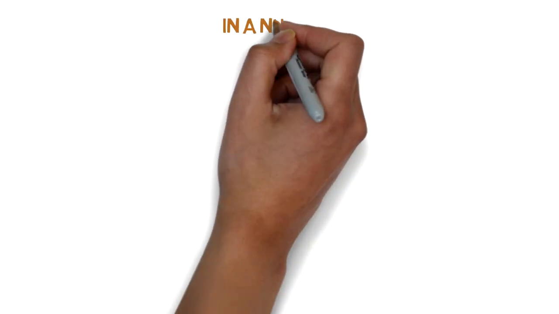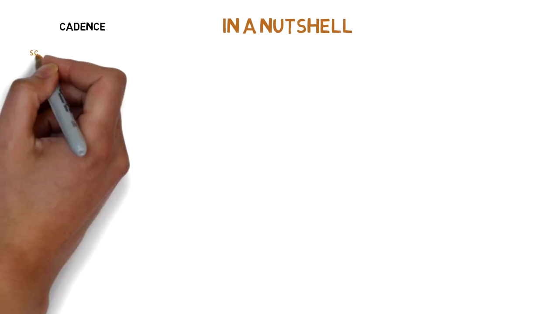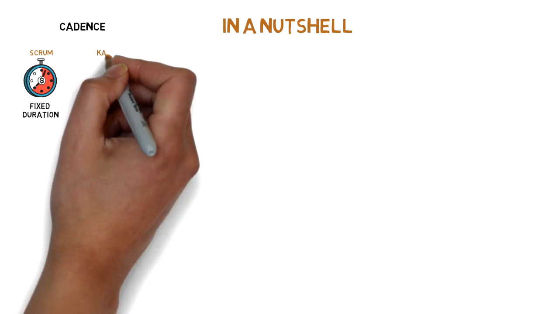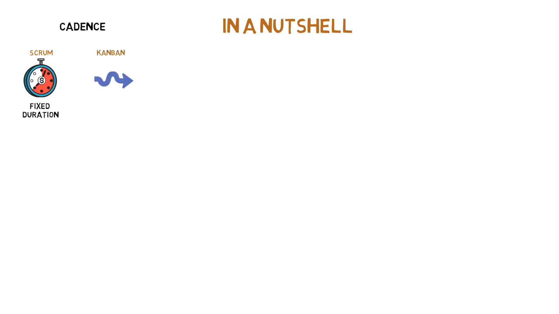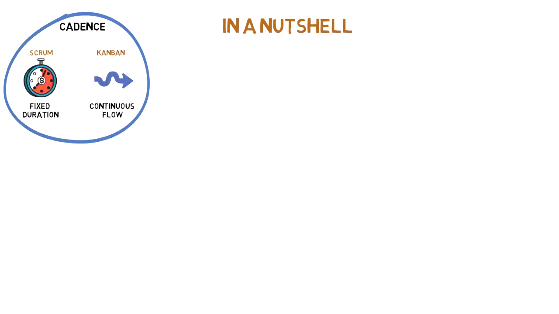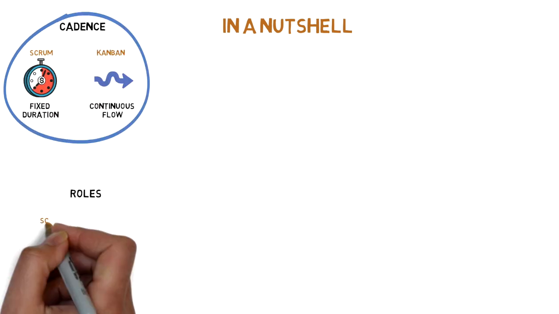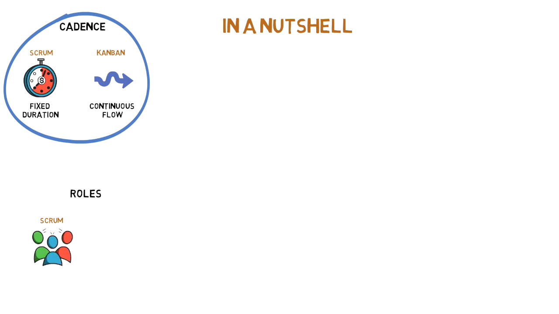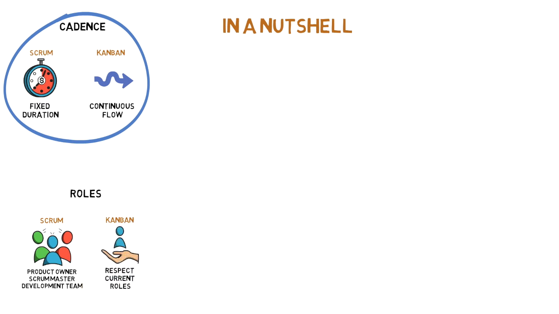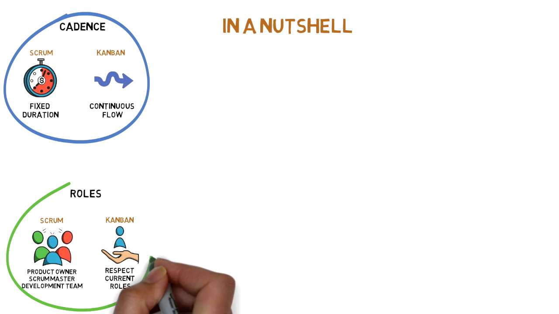In a nutshell, Scrum and Kanban have differences in many areas. In terms of cadence, Scrum has fixed duration from 1 to 4 weeks, and Kanban is based on a continuous flow and not enforcing any time limits. Scrum has 3 recommended roles: Product Owner, Scrum Master, and the Development Team. Kanban has no predefined roles, and it promotes maintaining and respecting each other's current roles, responsibilities, and professional titles.